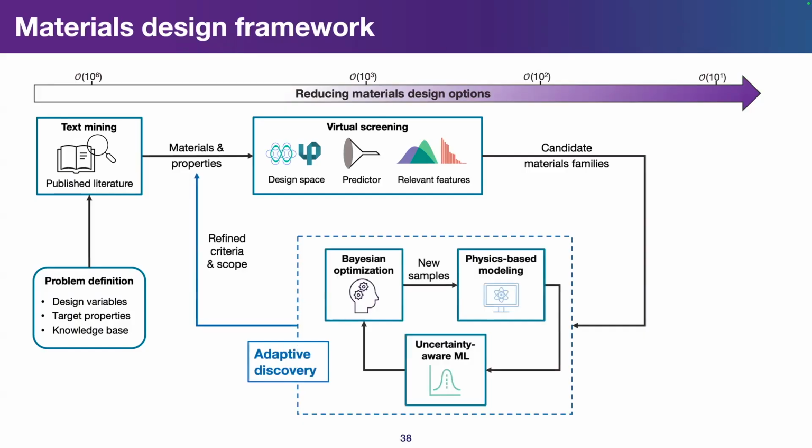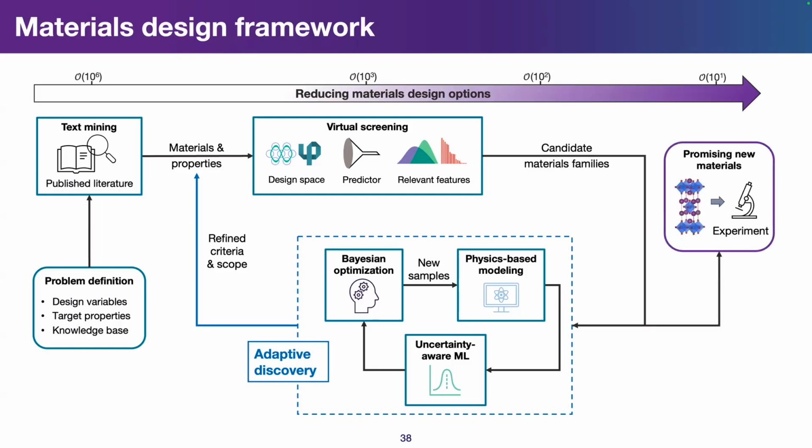And this is reducing the options from millions to thousands. And now with a candidate space of thousands of materials, we could do adaptive discovery, combining Bayesian optimization and physics-based modeling to identify the real optimal material in this space. And ideally, we could find some promising new materials to be experimentally verified. We could also redefine our criteria and scope and repeat this process.